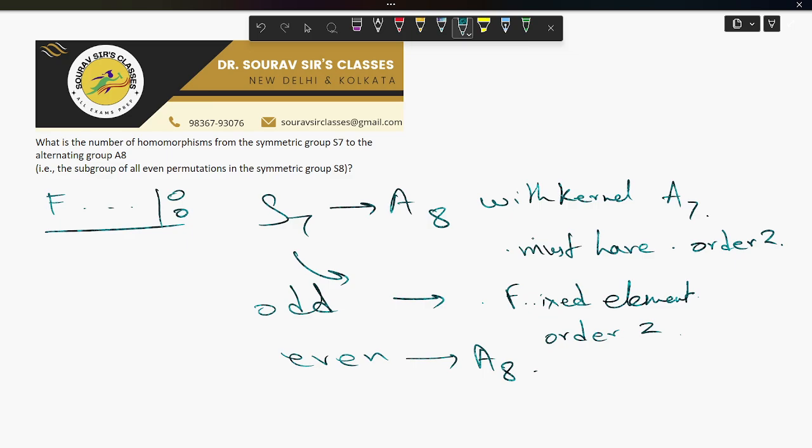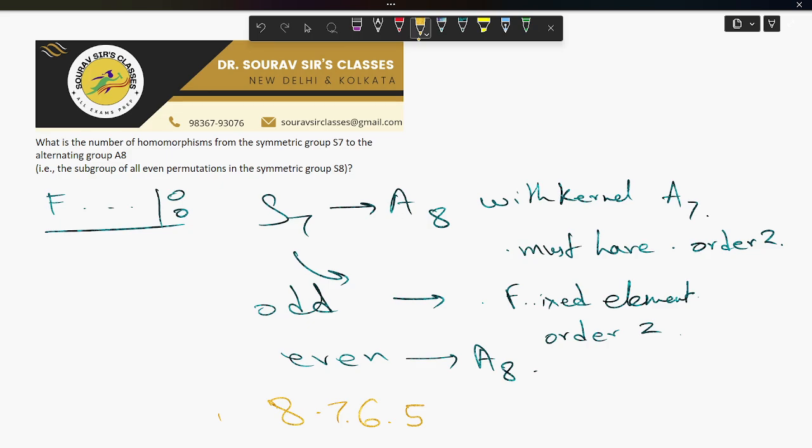The only such elements possible are products of an even number of disjoint transpositions. There are two possibilities: such an element could be the product of two disjoint transpositions or of four disjoint transpositions. If the element is a product of two disjoint transpositions, then there are 8 into 7 into 6 into 5 choices for the numbers in the cycles.